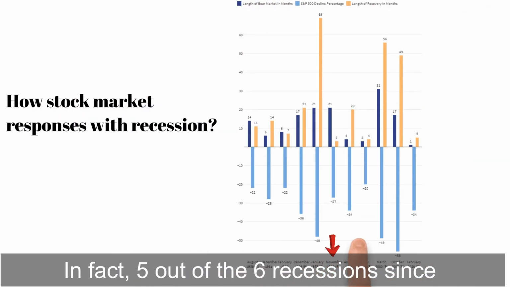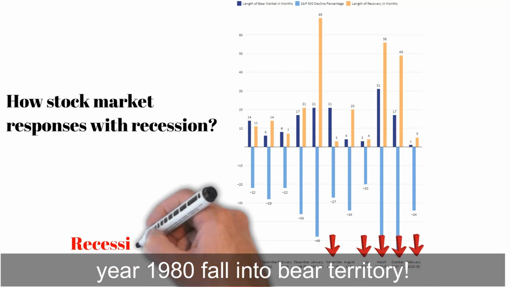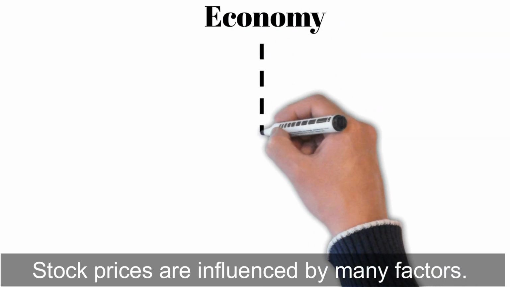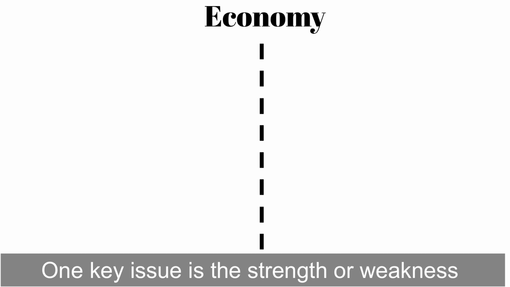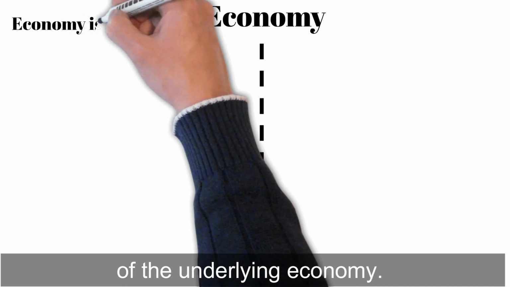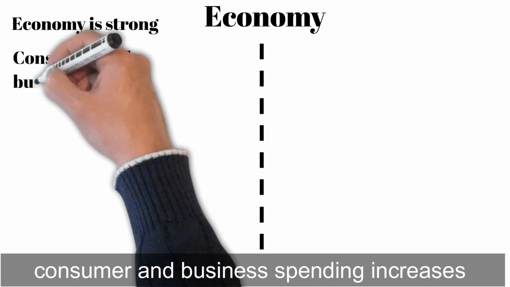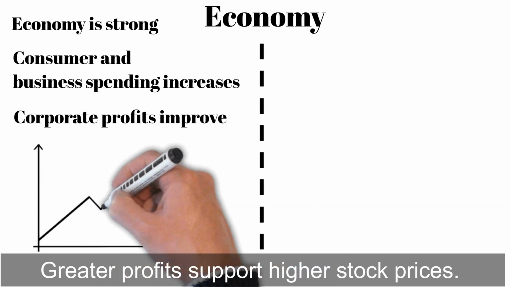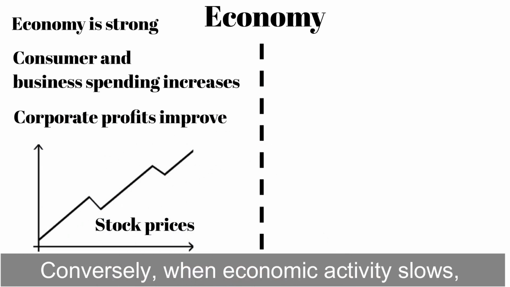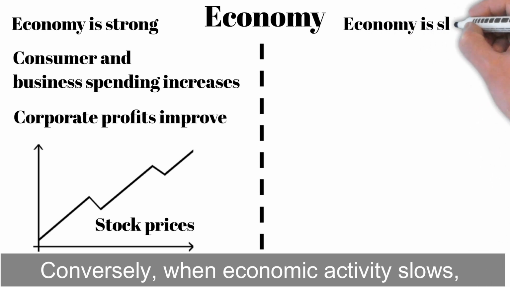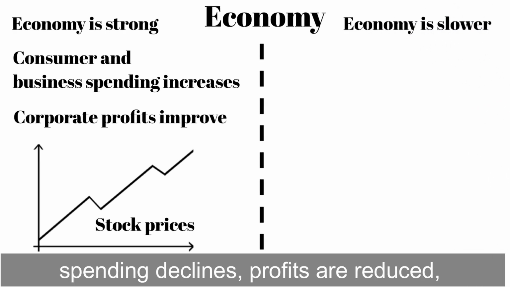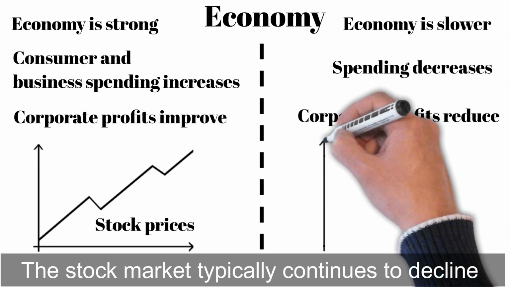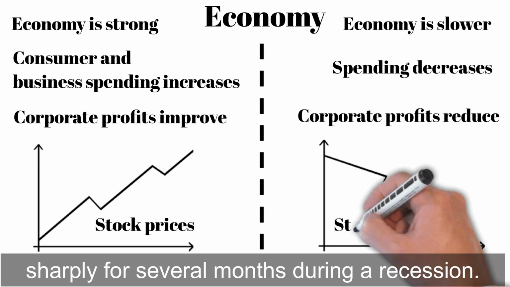In fact, 5 out of the 6 recessions since 1980 fell into bear territory. Stock prices are influenced by many factors. One key issue is the strength or weakness of the underlying economy. When the economy is strong, consumer and business spending increases and corporate profits improve. Greater profits support higher stock prices. Conversely, when economic activity slows, spending declines, profits are reduced, and stock prices fall. The stock market typically continues to decline sharply for several months during a recession.